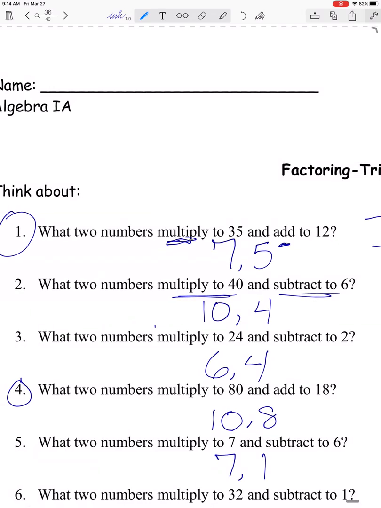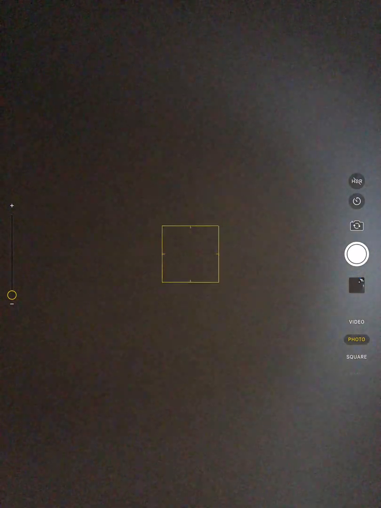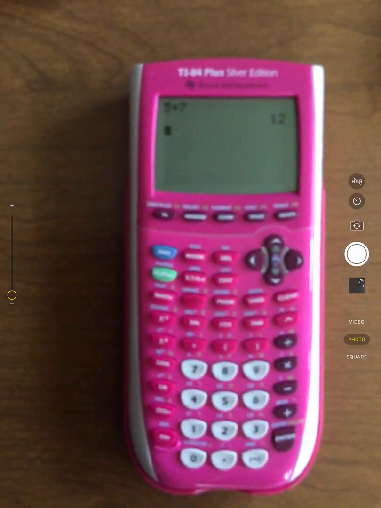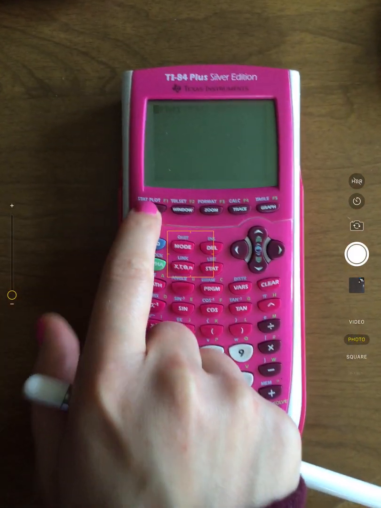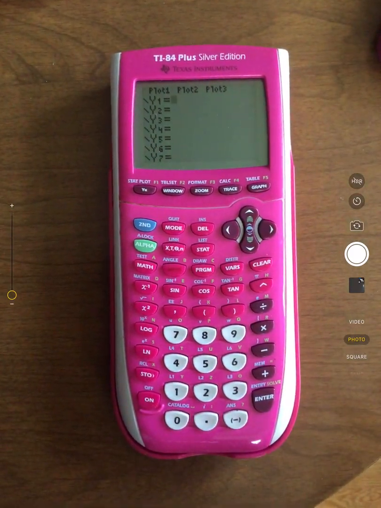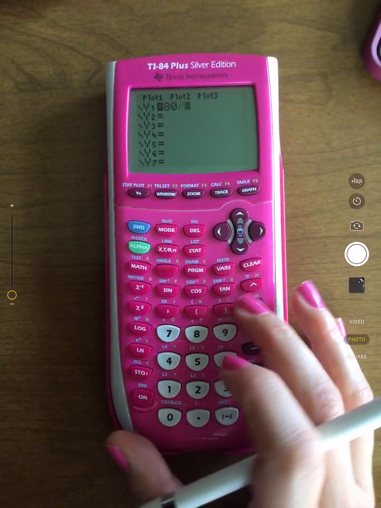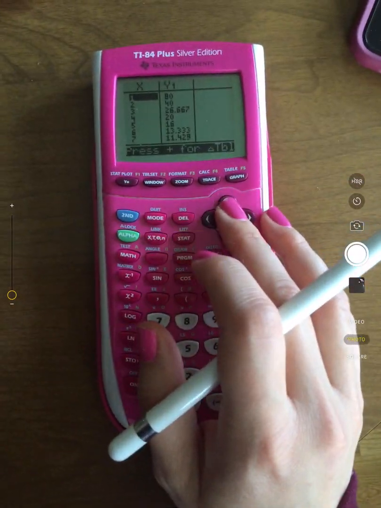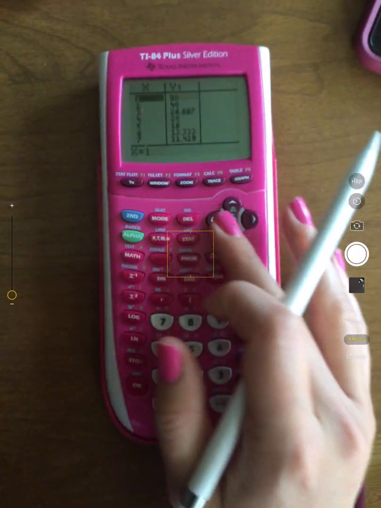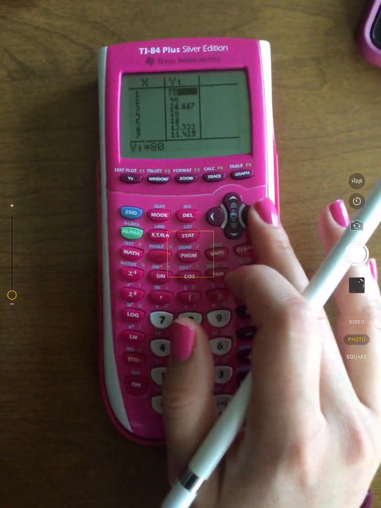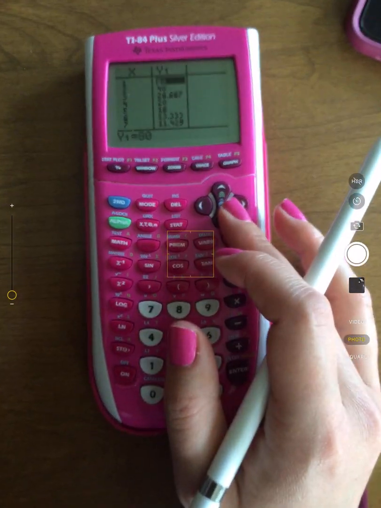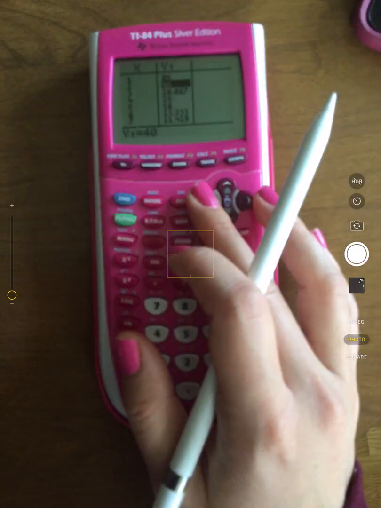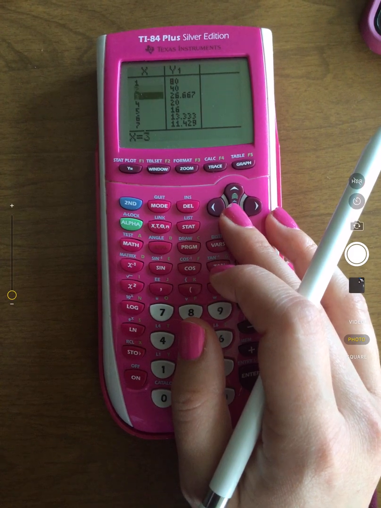So if you wanted to use the calculator for this, you would go to your calculator. And remember, we want to find the two numbers that multiply to 80 first. So in my calculator, I'll type in 80 divided by x, and I go second graph. So now we know these are all the numbers that are going to multiply to 80. So now we have to find the two numbers that add to 18. So 1 plus 80, we know that's not 18. 40 plus 2, that wouldn't work.